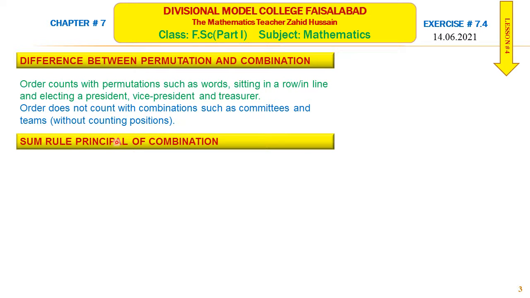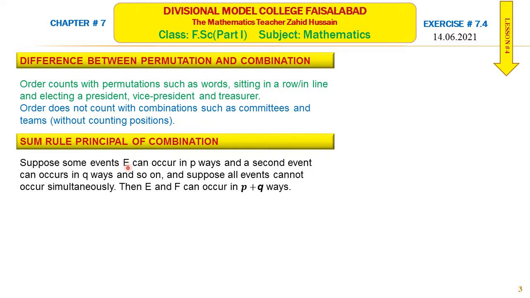Sum rule principle of combination. Suppose an event E can occur in P ways and a second event F can occur in Q ways, and so on. And suppose all events cannot occur simultaneously, then E or F can occur in P plus Q ways.